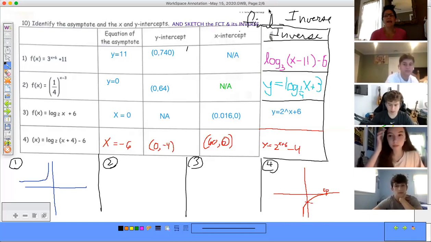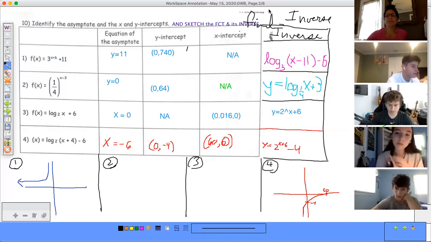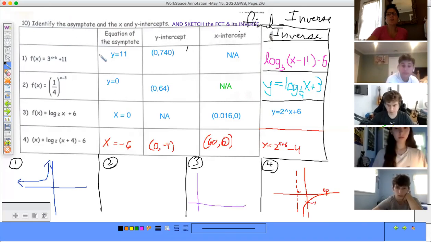Now, the other thing I'm going to ask you guys as you're filling all of this out: if you gave me the equation of the asymptote for your original function, you should also be able to give me the equation of your asymptote for your inverse also, okay?